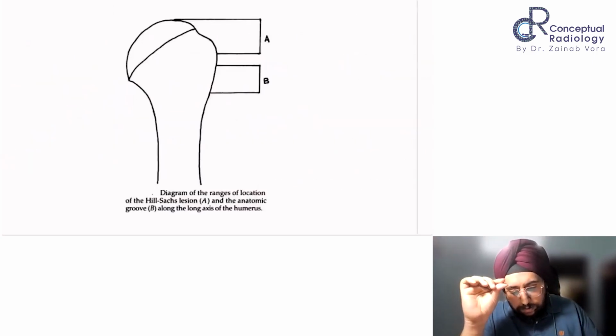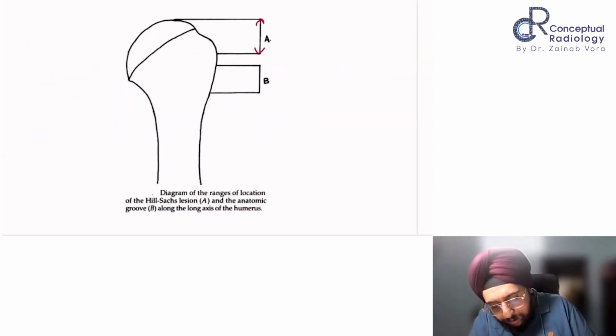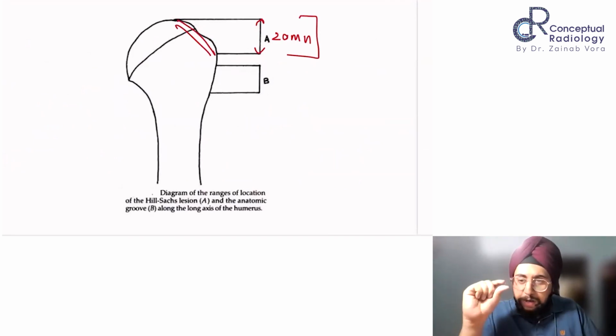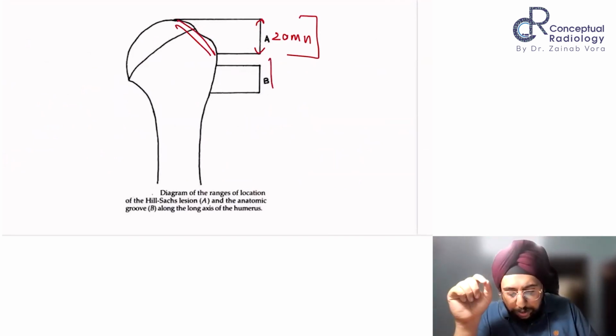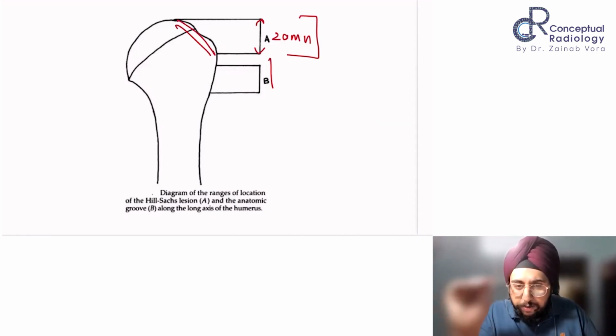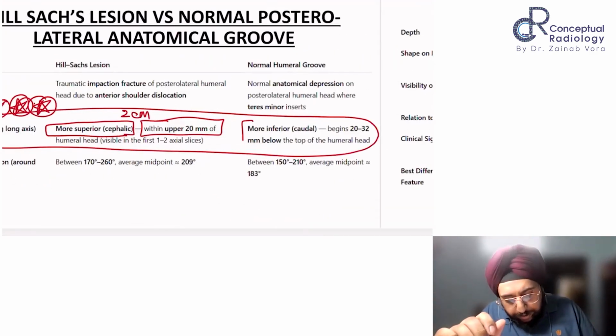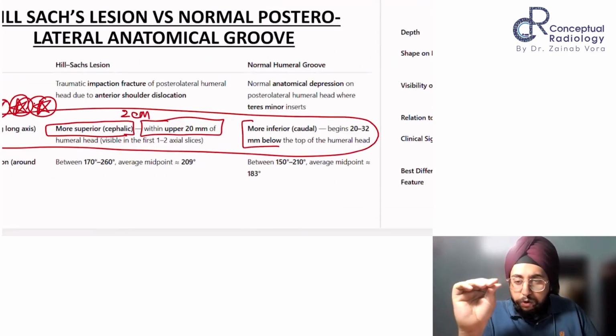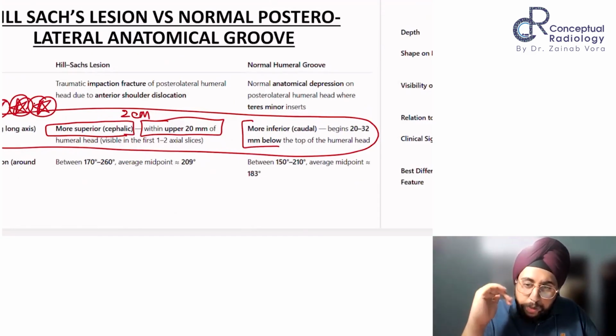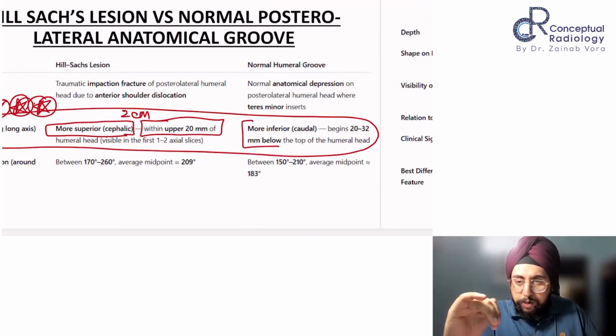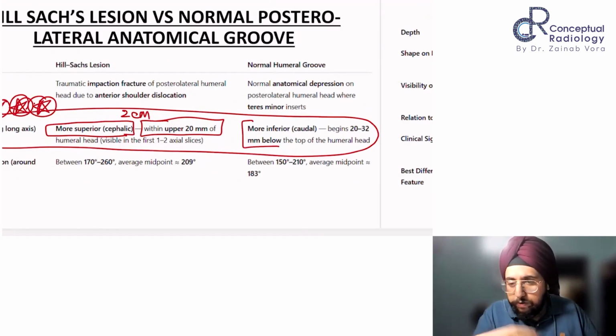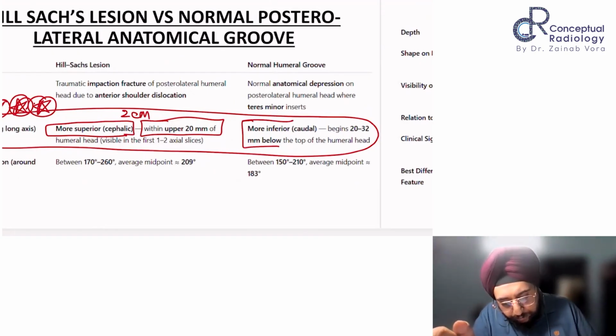So let me show you this picture. Any Hill-Sachs defect will be within 20 mm of the cephalic part of the humeral head. Below that, the Hill-Sachs will not extend. While the normal posterolateral anatomical groove will begin 20 mm below the cephalic part of the humeral head and may extend up to the junction of the head and neck of the humerus. So it's much more inferior.